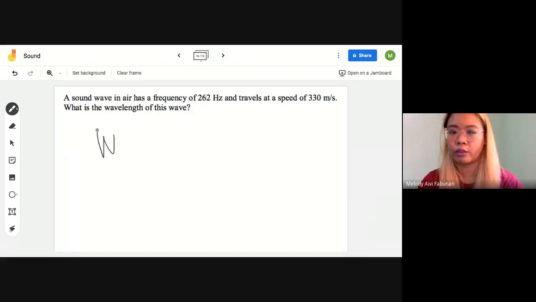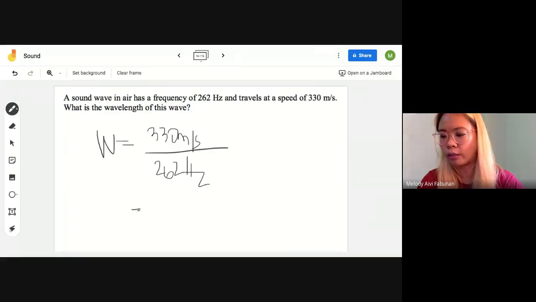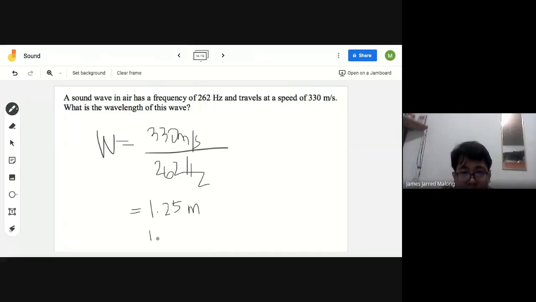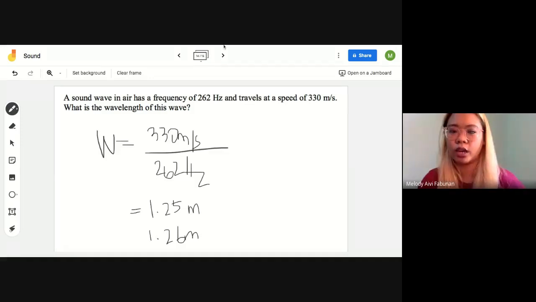For the wavelength, we are going to divide the speed, which is 330 meters per second, by the frequency, which is 262 hertz. So 330 divided by 262 is equivalent to 1.26 or 1.25. What is the unit? Meters. 1.26. Kadesh and Jared, you got it correctly.